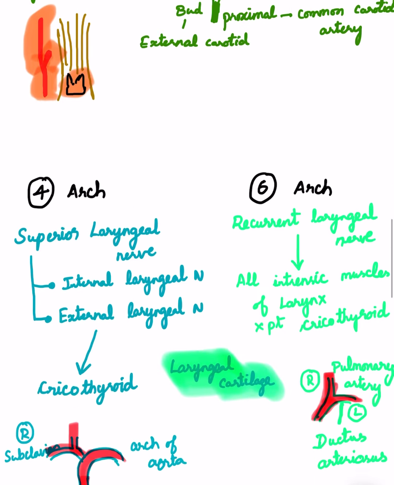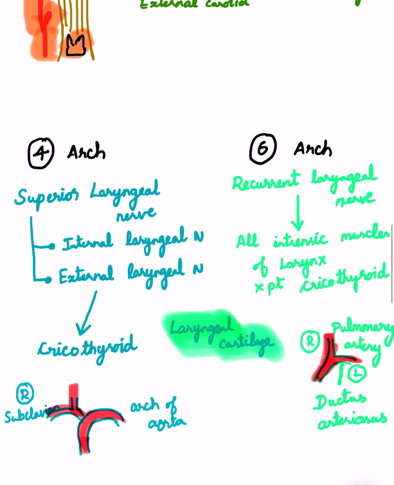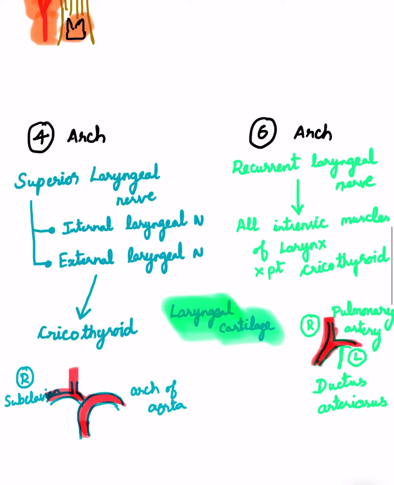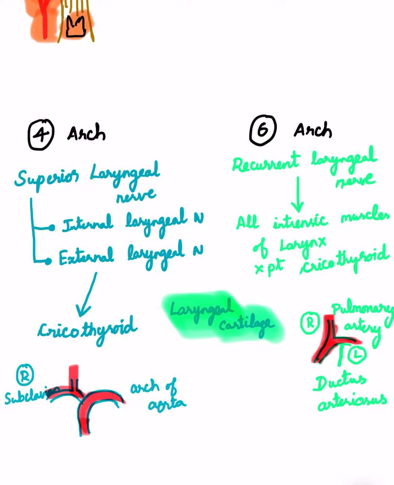Next, moving on to the fourth and sixth pharyngeal arches, which are dealt with together because they share the same cartilage development, that is, laryngeal cartilage. Laryngeal cartilage develops from the fourth, fifth, and sixth pharyngeal arches. The fifth pharyngeal arch disappears, so we have the fourth and the sixth pharyngeal arches. They share and give rise to the laryngeal cartilage development.